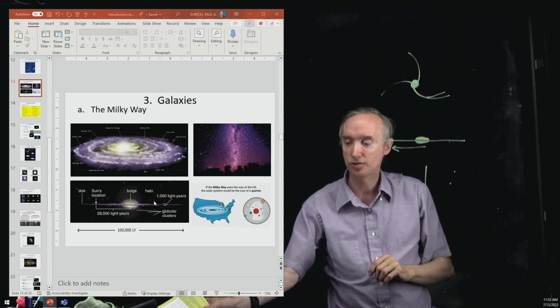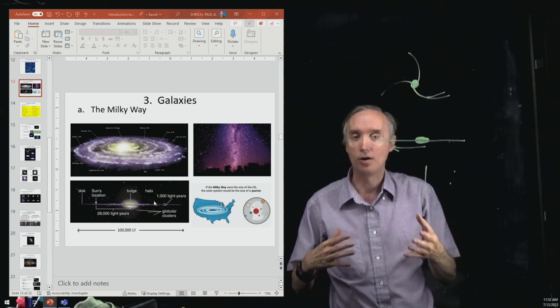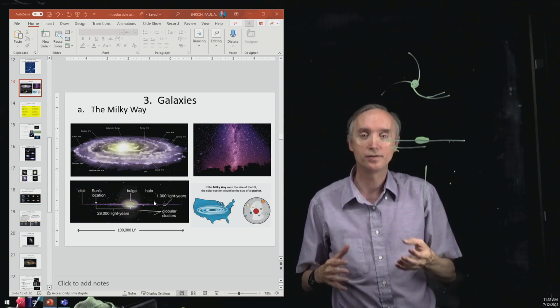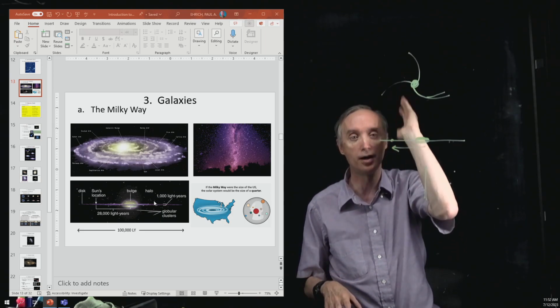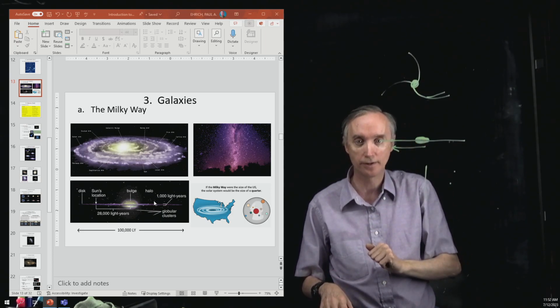So I'd like for you to be able to explain on the exam, why does the Milky Way galaxy from Earth look like a band of light that goes across the night sky?